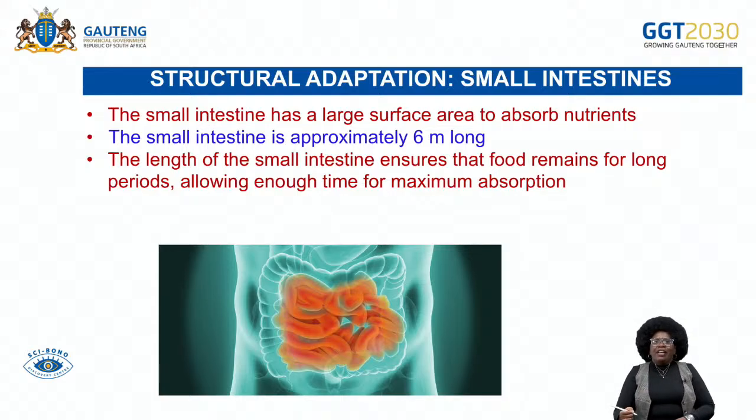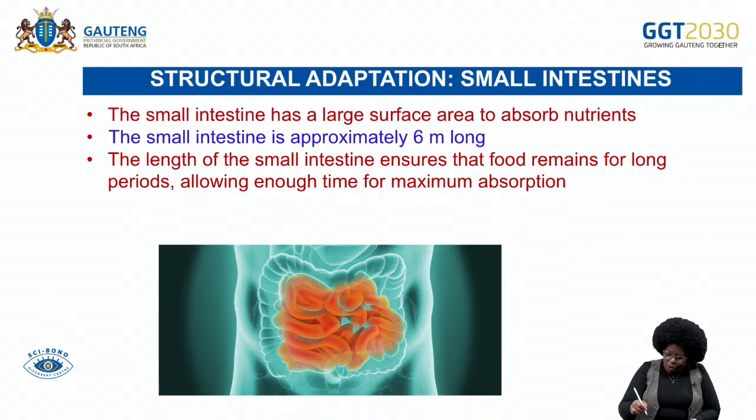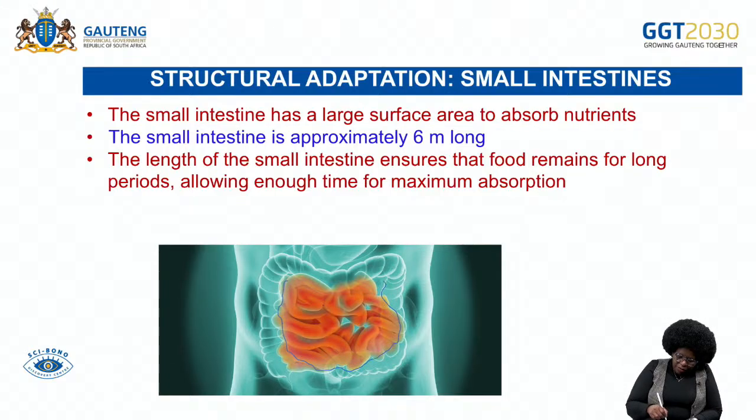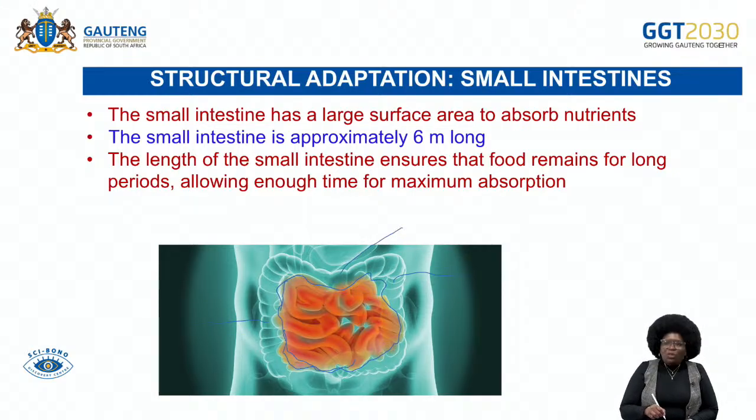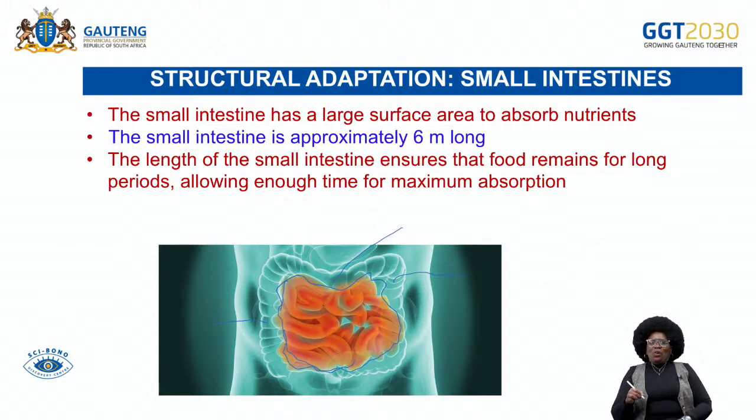Do you remember I said we have these folds? It's a lot. The folds are many. Look how the small intestines are folded. Have a look at this. Never mind about the large intestines. We're not worried about the ascending colon, the transverse colon, or the descending colon. But we are looking at the small intestines. The small intestines have got a large surface area to absorb.